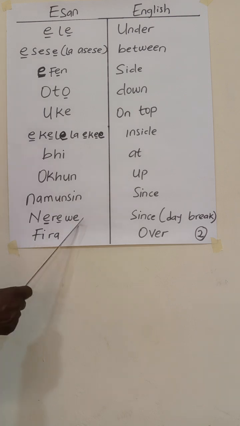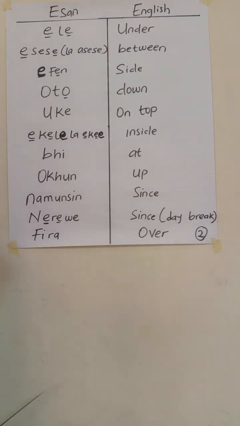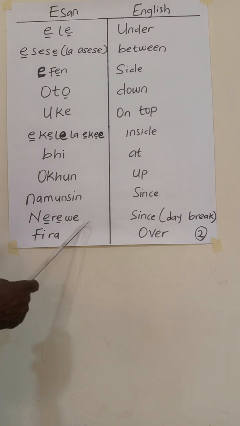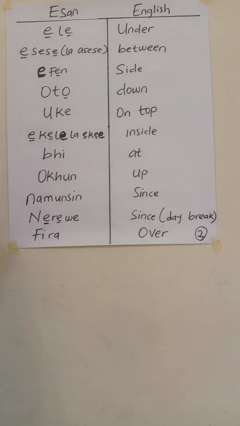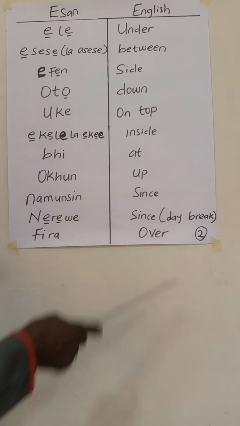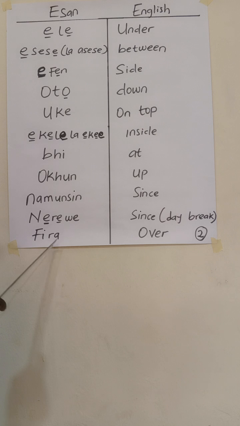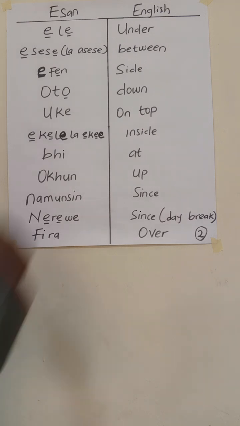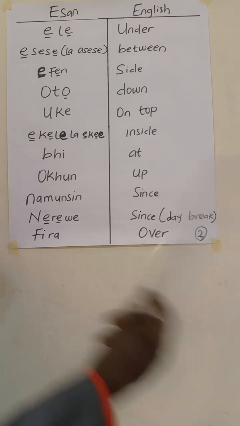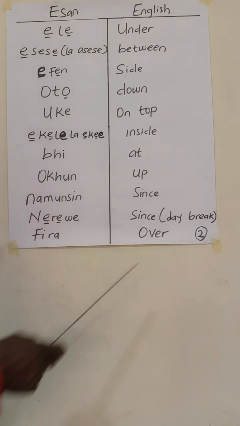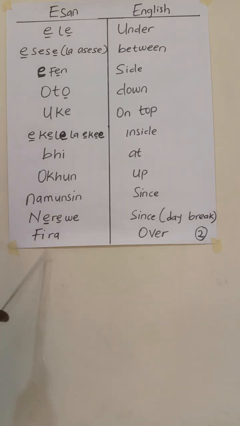Nerewe. Since daybreak. Nerewe is a preposition. Nerewe in Esan, since daybreak in English. Fira. Fira is over. In Esan, fira. Mufira means the position, throwing off, throwing over. That is, in English it is over, while in Esan it is fira. We are going to look at the next one.